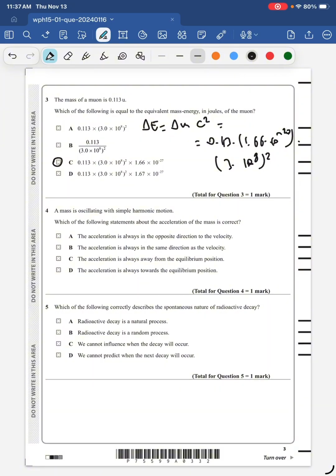Question 4. A mass is oscillating with simple harmonic motion. Which of the following statements about the acceleration of the mass is correct? Option A, the acceleration is always in the opposite direction to the velocity. That's not correct, because sometimes they are in the same direction.